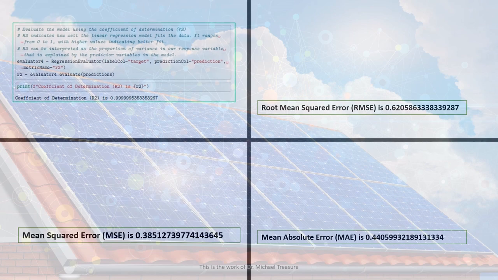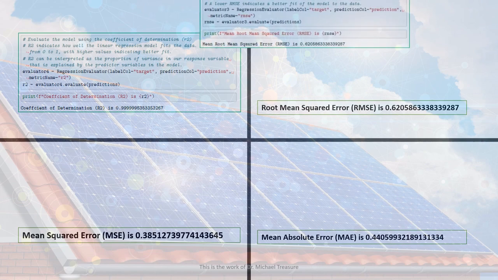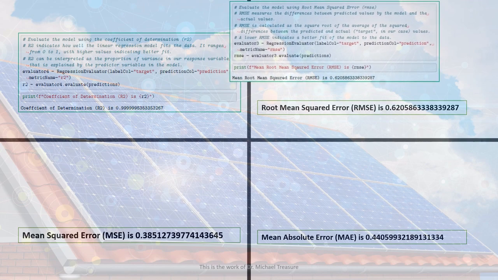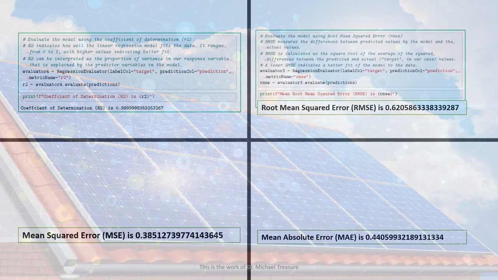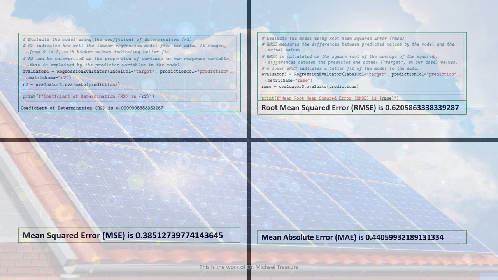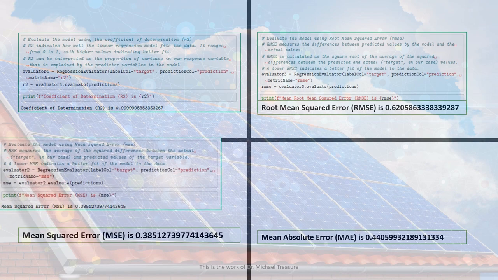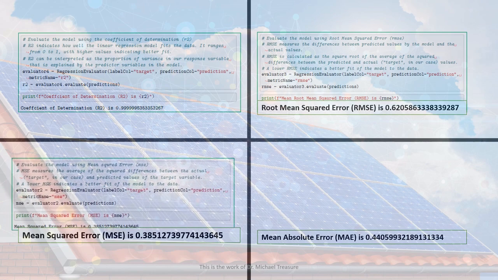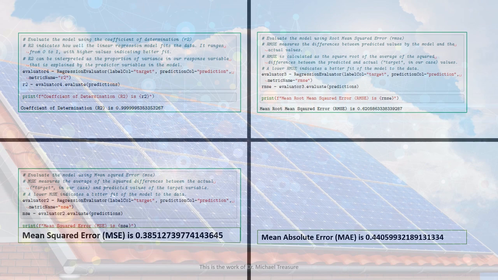The root mean squared error, RMSE, is 0.6206. The mean squared error, MSE, is 0.3851. The mean absolute error, MAE, is 0.4406. For the RMSE, MSE and MAE, the lower these are, the better the model performance. In our case, these values are very low, relative to the wide range of our target PV values, which indicates good performance of the model. Therefore, all these metrics support our earlier visuals of having a good feature engineered model to move forward with.